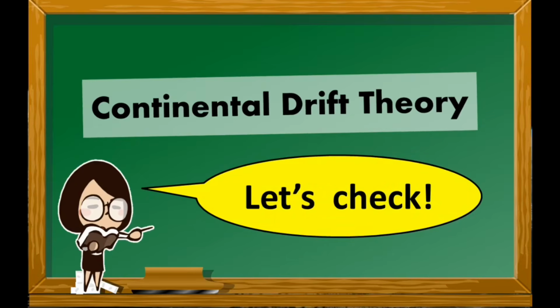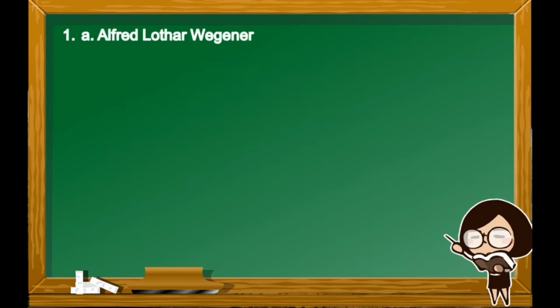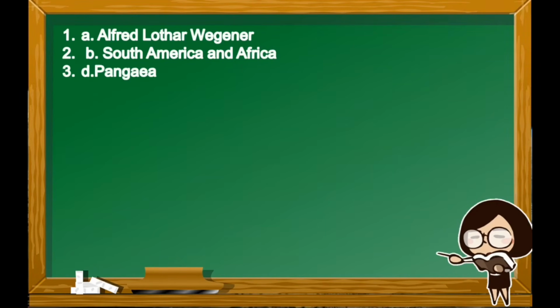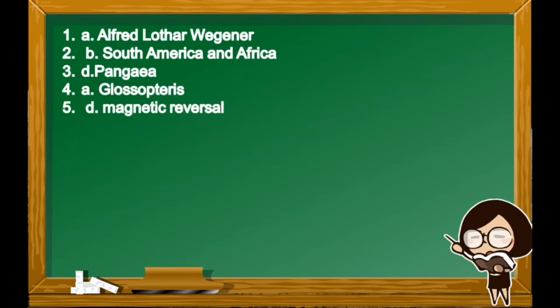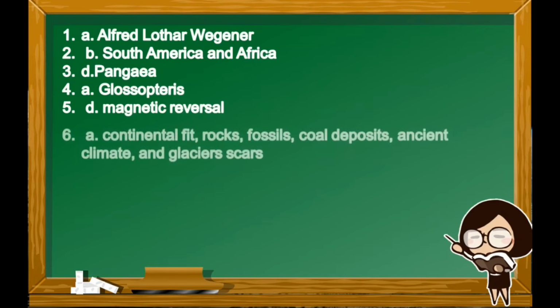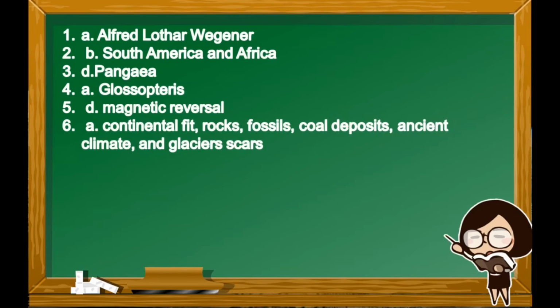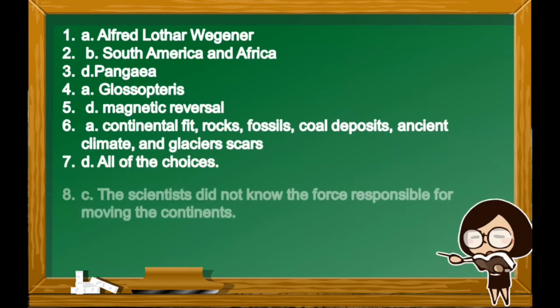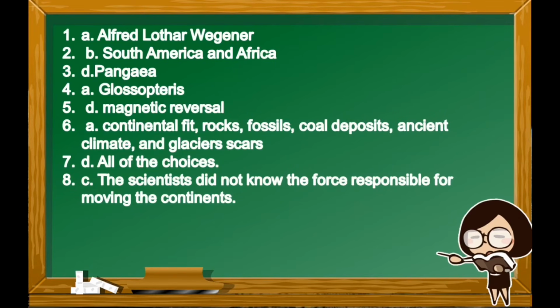Let's check. Number 1, A. Alfred Lothar Wegener. Number 2, B. South America and Africa. Number 3, D. Pangaea. Number 4, A. Glossopteris. Number 5, D. Magnetic reversal. Number 6, A. Continental fit, rocks, fossils, coal deposits, ancient climate, and glacier scars. 7, D. All of the choices. 8, C. The scientists did not know the force responsible for moving the continents. 9, B. Tropical. And number 10, B.